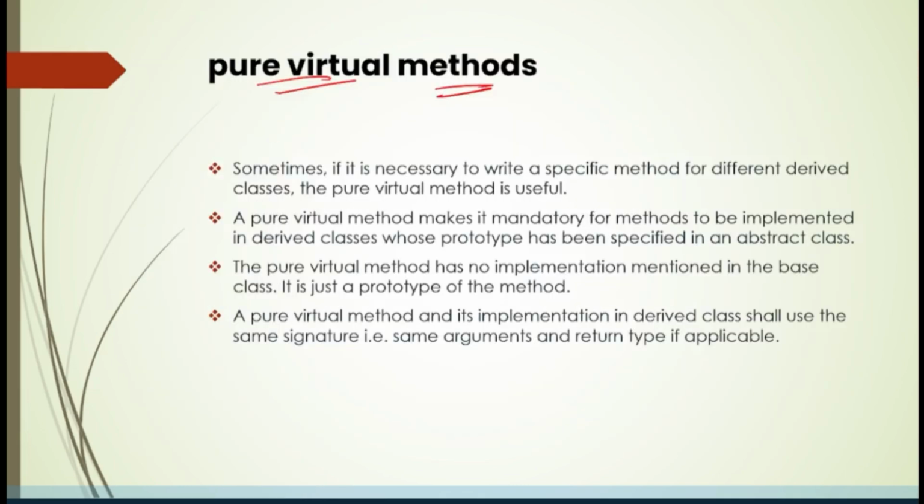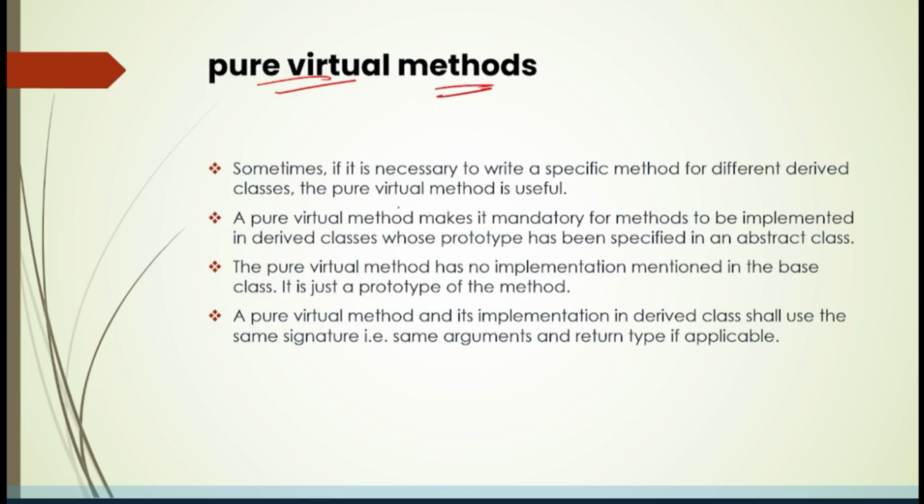Now let us see the differences. Sometimes it is necessary to write a specific method for different derived classes. You have 4 or 5 different classes and you need to use a specific method for all these 5, that means some common method for all of them. For such cases, you will create the pure virtual function within your base class, and then all these 5 classes will be using that specific pure virtual function that you have created in your base class.